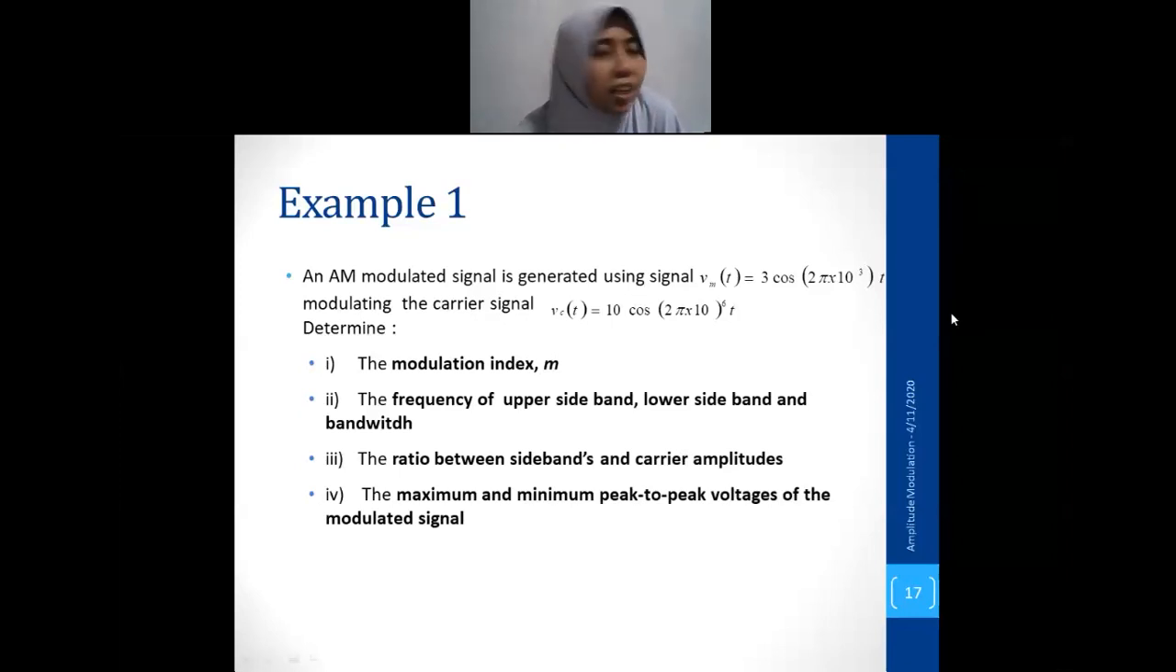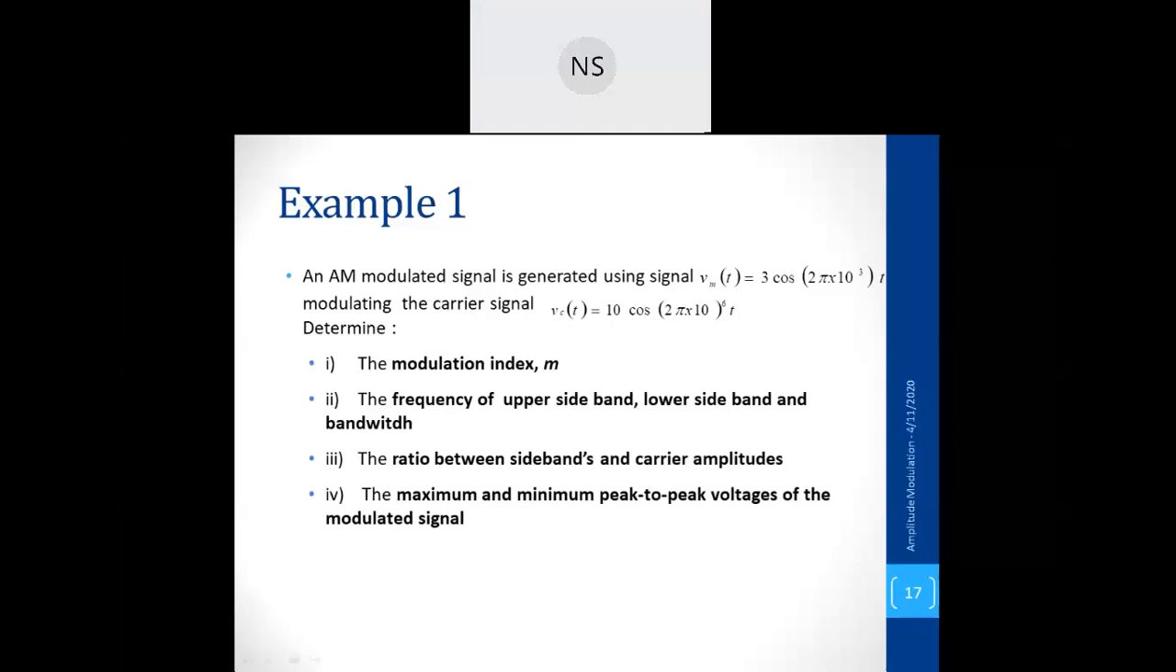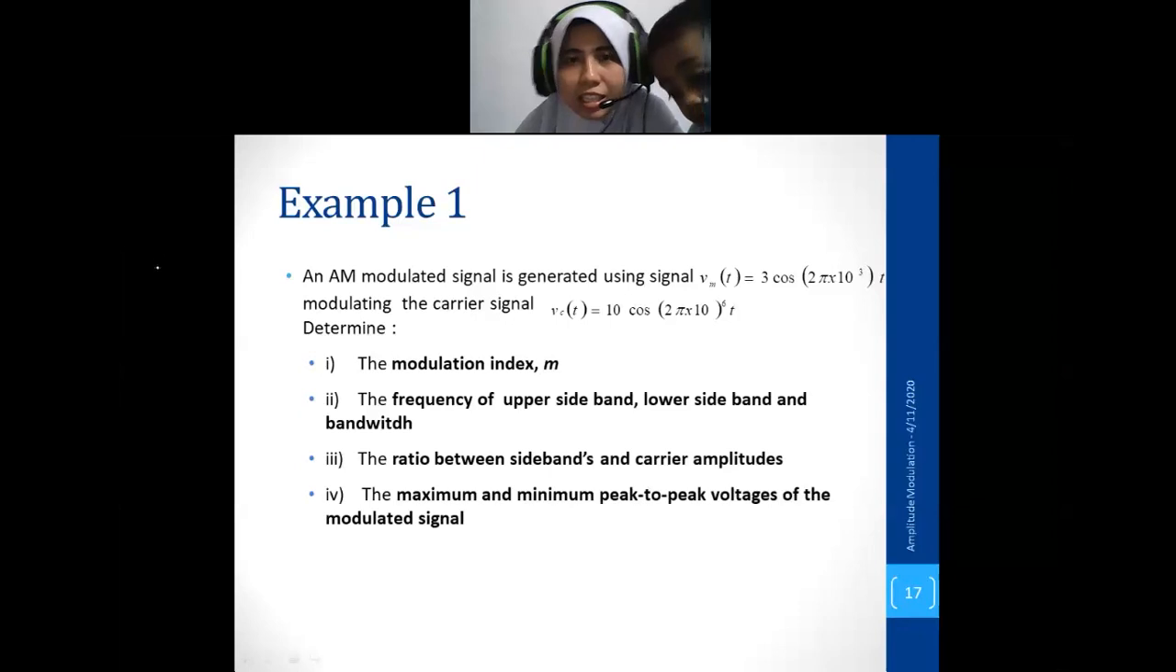Okay, some of you solved the first one. What is the formula of modulation index? EM/EC. So from here, what is the EM? 3. Yeah, 3. And what is the EC? 10. Yes. So the modulation index is 0.3.